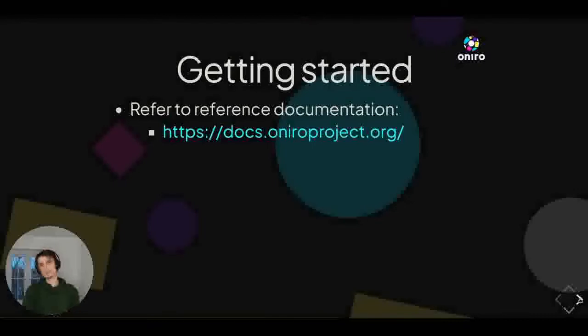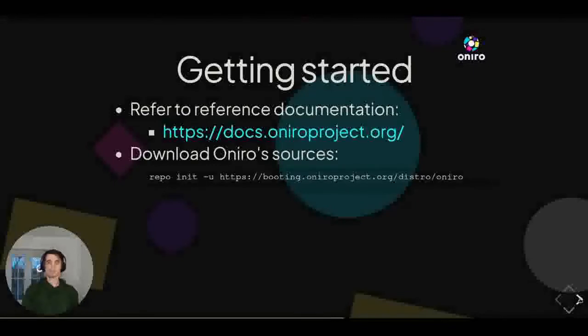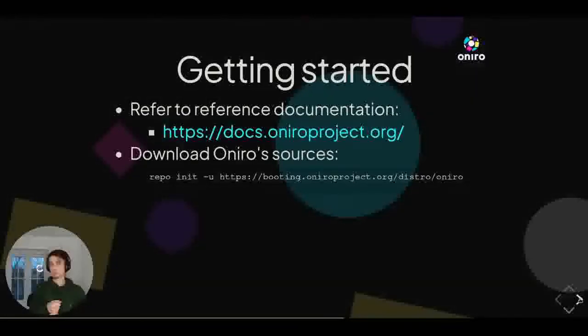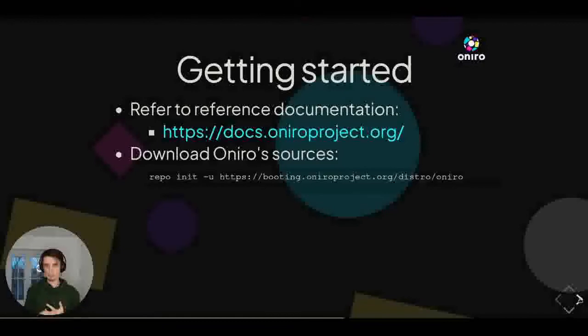The main point of reference is our documentation, and that would be docs.oniroproject.org. That includes information about blueprints, about architecture decisions, about supported hardware, about API specification, to name a few. It also includes information about how to download the sources. We use repo manifests so you can download the entire environment in one go.